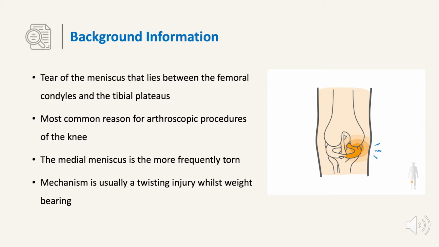Of the two, the medial meniscus is more frequently torn than the lateral meniscus, and that is because it is a less mobile structure due to its attachments within the knee joint. Often, people who sustain a meniscal injury state that it was at the time when they had a twisting type of injury to their knee.